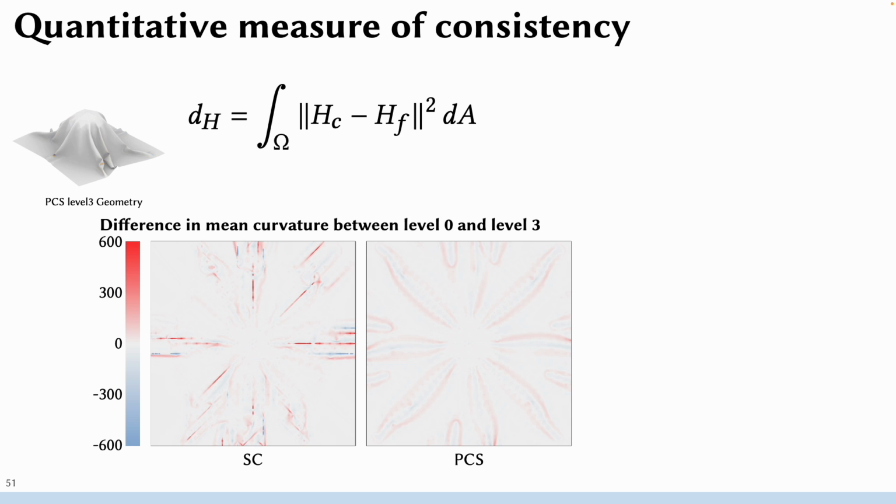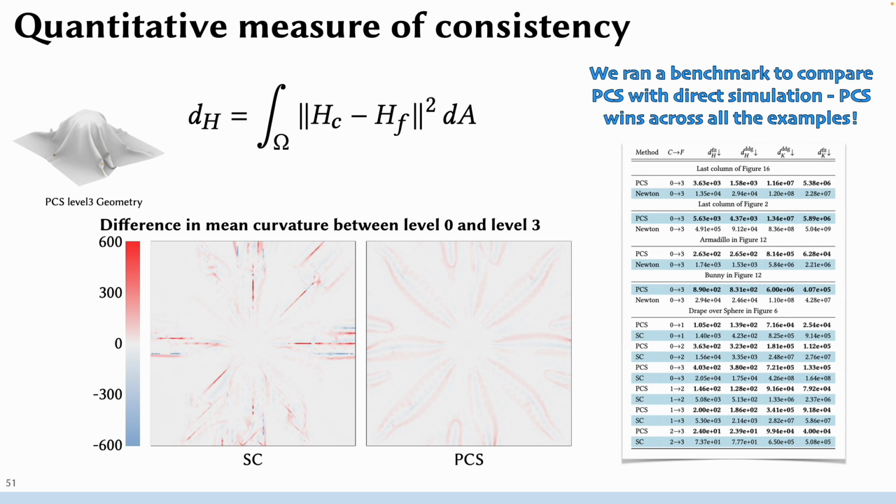And since inconsistency is a major issue with direct simulation, we also run a benchmark to compare with PCS and show PCS wins by orders of magnitude through comparing this dH value across all the examples. Please see our paper for more details.